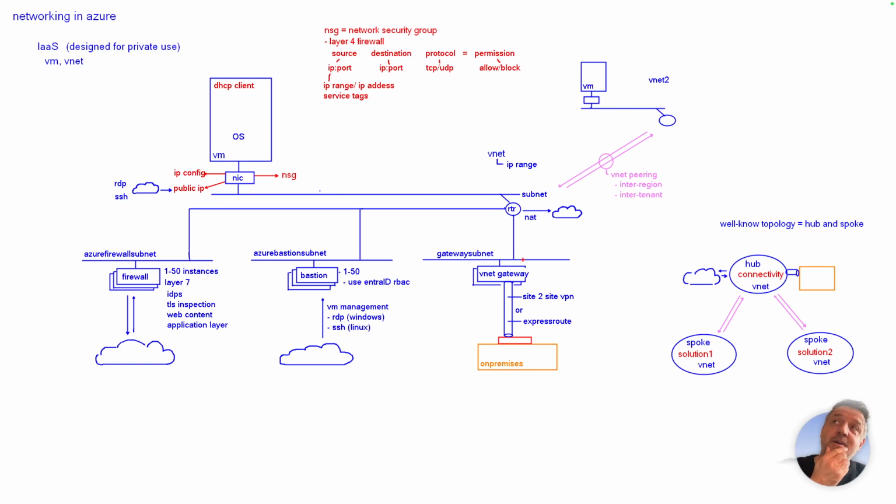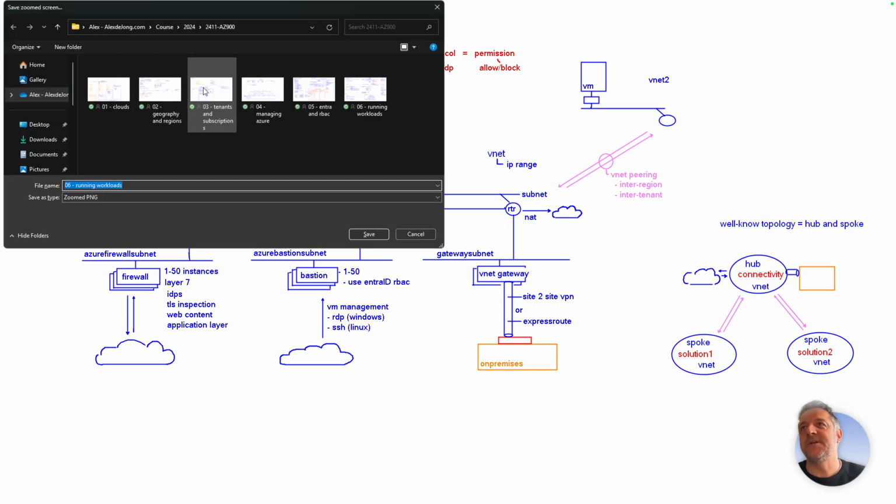So if you think about virtual networking in Azure, then this is one way to approach it. One way meaning that we are approaching this from the infrastructure as a service kind of solutions. Let me just go and save this picture first. So this is picture 07, infrastructure as a service networking, PNG.